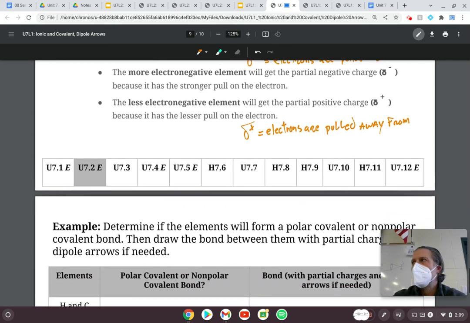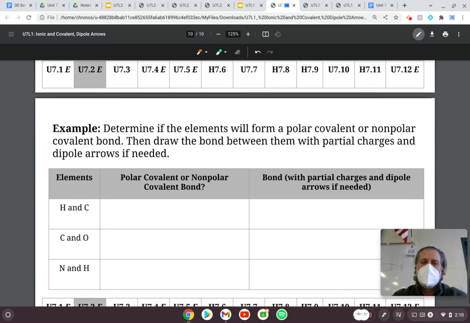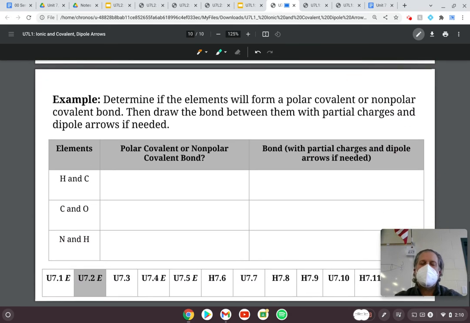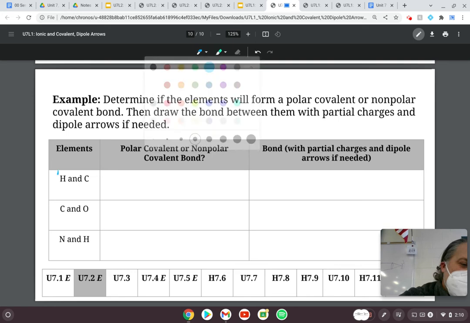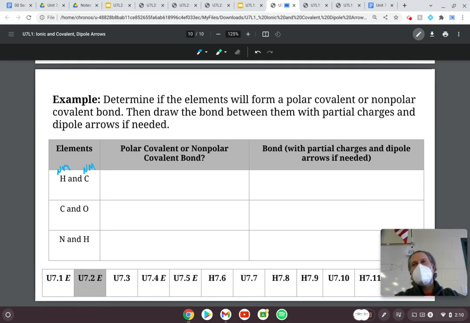So here we go. The first thing I do is I say, okay, what type of elements are present here? Is there a metal present in H and C? And the answer to that question is no. Hydrogen's a nonmetal. Carbon is also a nonmetal. So I go to my handy-dandy periodic table, and I locate the fact that hydrogen's electronegativity is a 2.1, and carbon's electronegativity is a 2.5.